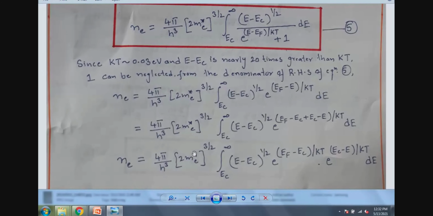by h cube into 2me to the power of 3 by 2, limits EC to infinity, that is E minus EC to the power of 1 by 2. So taking this into 2 parts, this term, that is E into EF minus EC by KT into E to the power of EC minus E into KT into DE. Just adding and subtracting EC, then you're making it into two terms, isn't it?